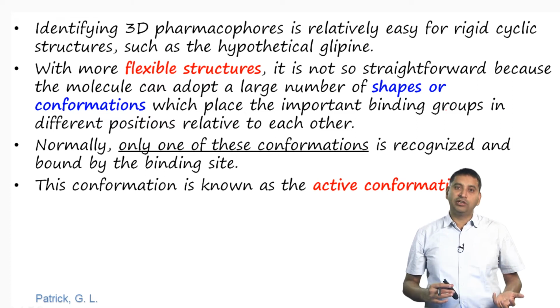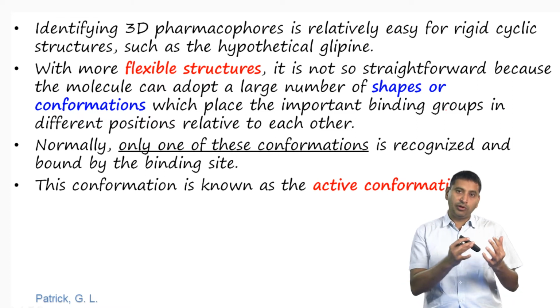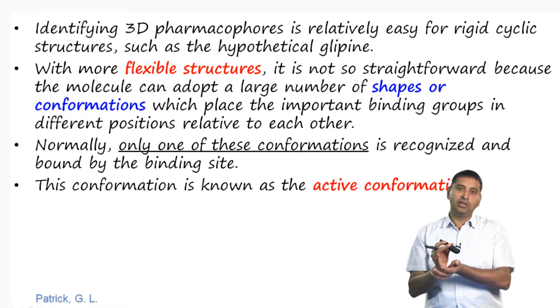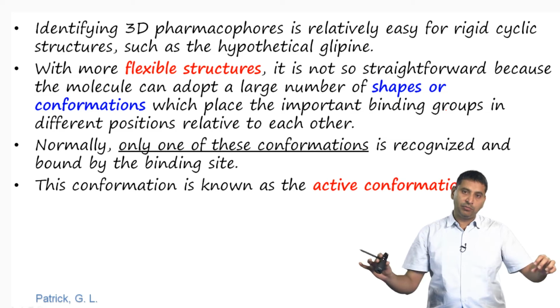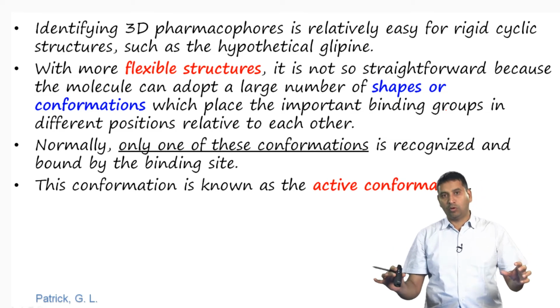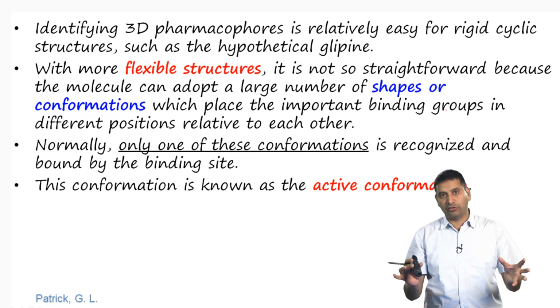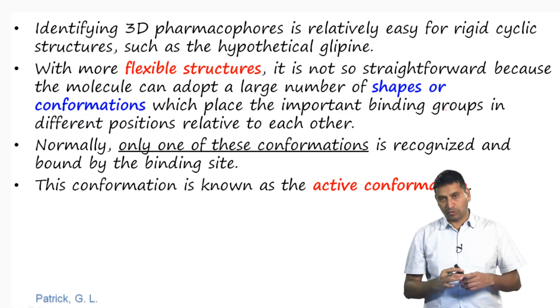So, again we will look at this in a little bit more detail later, but what one may safely assume is that only one or maybe a few of the conformations of the molecule is recognized and bound by the binding site. And so, if you have a linear molecule, it becomes a little bit more complicated to make interpretations around this concept.